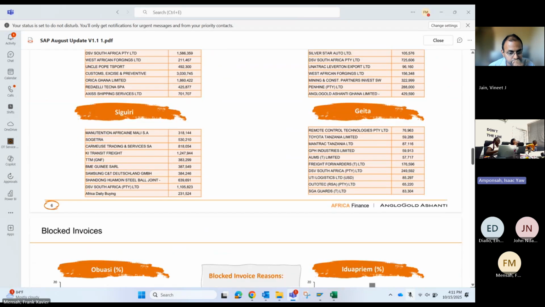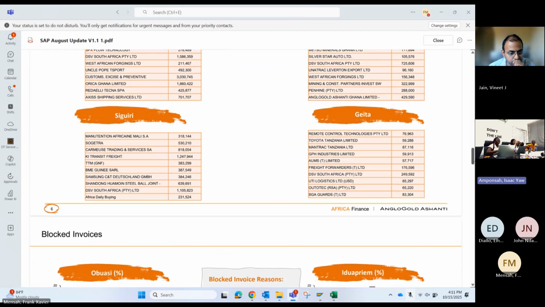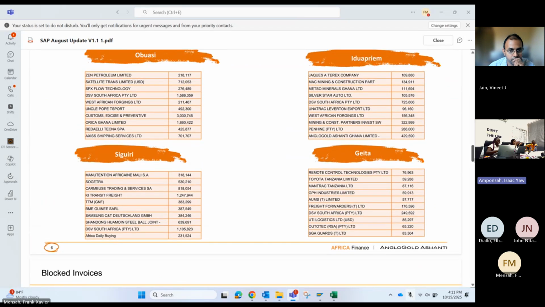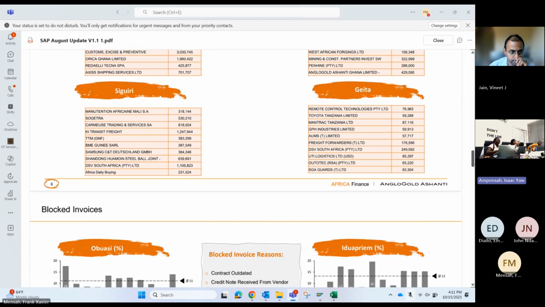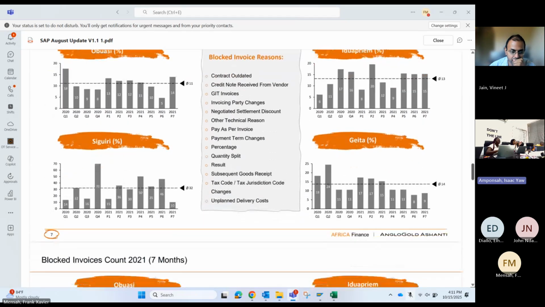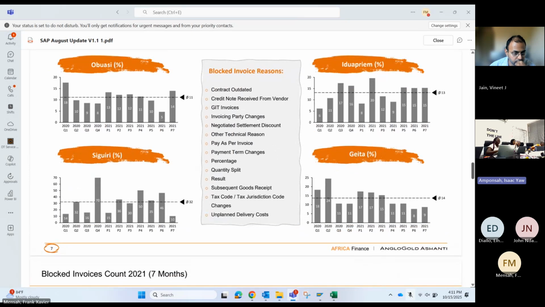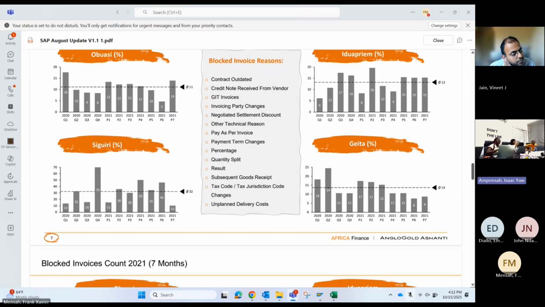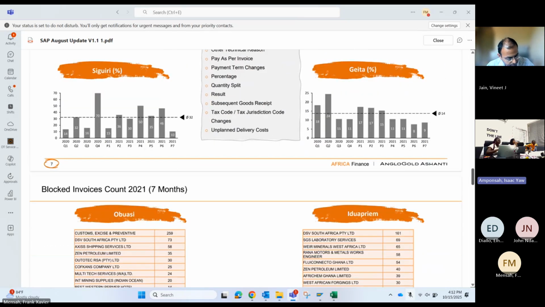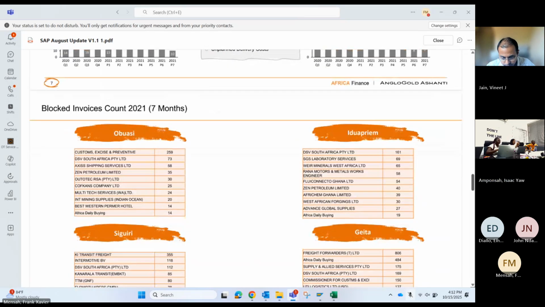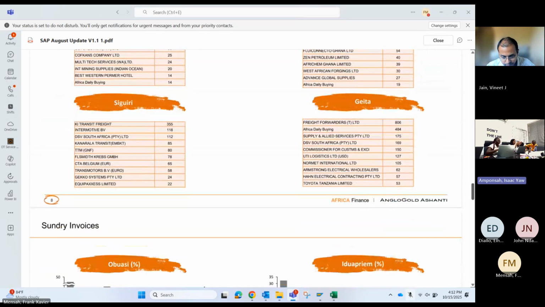This is now your blocked invoices. So you were asking for your blocked invoices. So if you come more down, yeah, this is now your blocked invoices, and then the percentages of blocked invoices and the reason why things are blocked. It could be because of some sort of reason. But a lot of them, except GRIR, are due to GIT and unplanned deliveries. Then you come down and this is the blocked invoices in terms of where it's sitting the most.